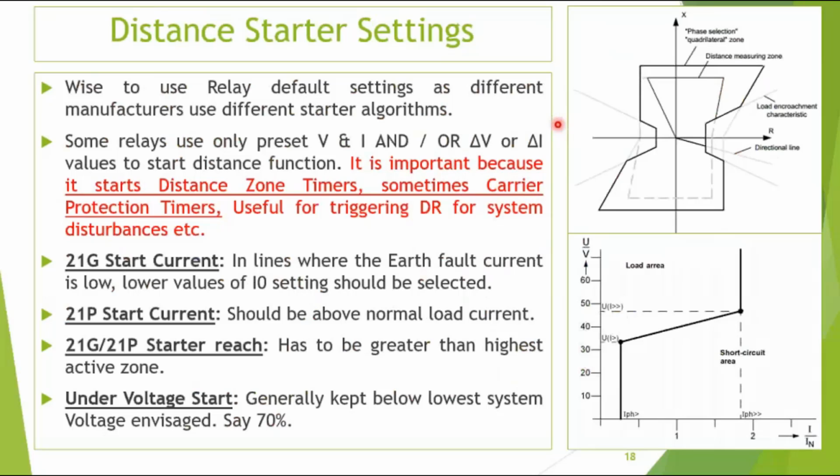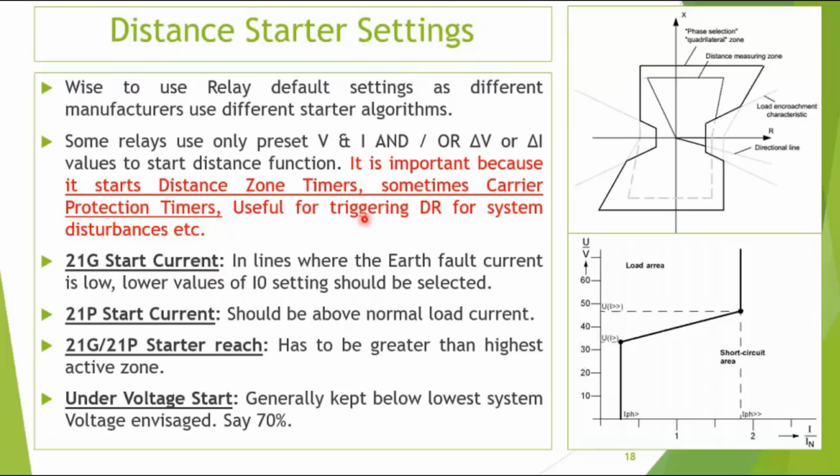Nowadays, starter reaches are not used as such. Most of the relays do not have starters. This was the previous concept. Let's say in the 90s to 2004, 5, 6, 7, 8 relays, we had starters. And after the starter started, then only the zone would start. So first you had to have some starter things. Starter could be of three types: under impedance starter, overcurrent starter, and under voltage starter.